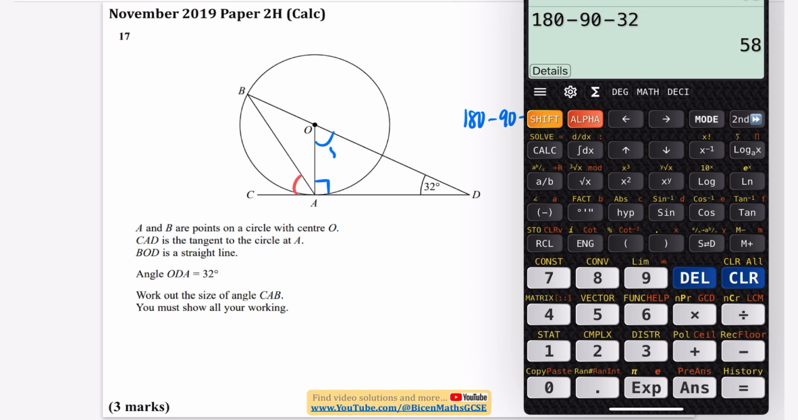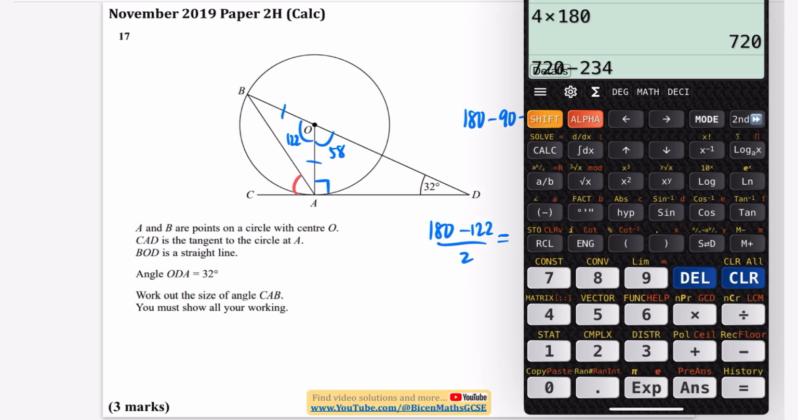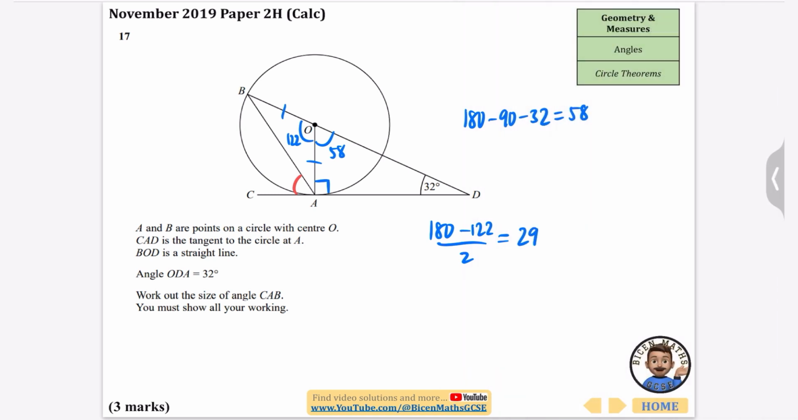So we get 58. So this one here is 58, which means the one next to it is 180 minus 58. So I'll do 180 minus the answer, so that is 122. Now this shape that we have here is an isosceles triangle, so I can do 180 minus 122, and I can half that. So I'll do 180 minus 122, and I'll divide it by 2, and I get 29. So they will be looking at your diagrams for these, so that's a 29, and that's a 29.